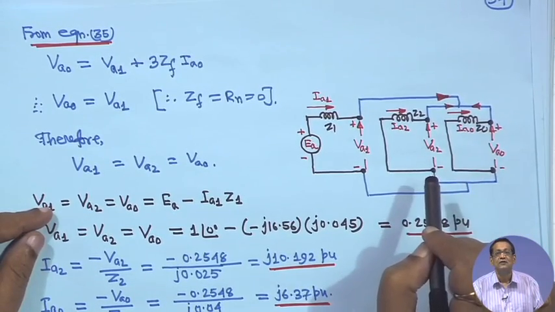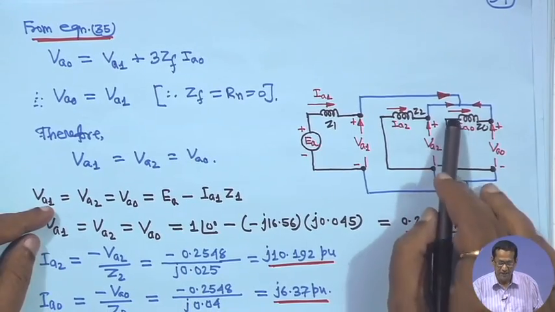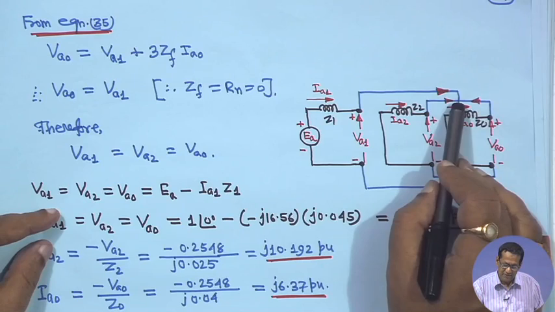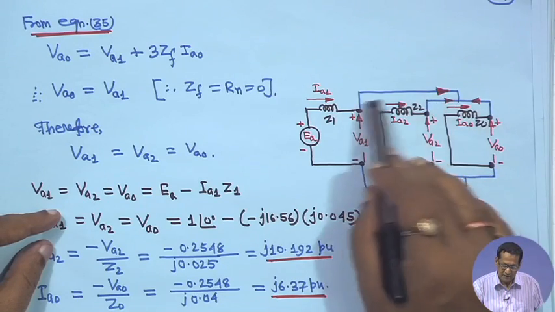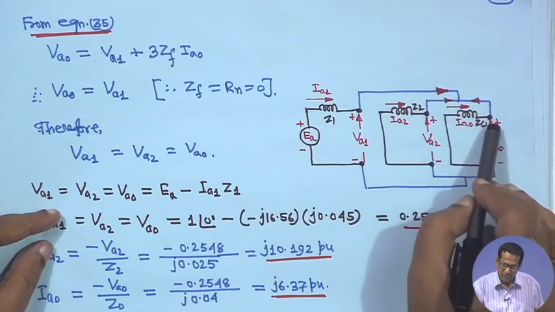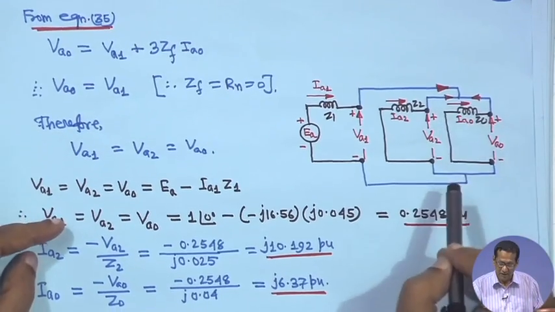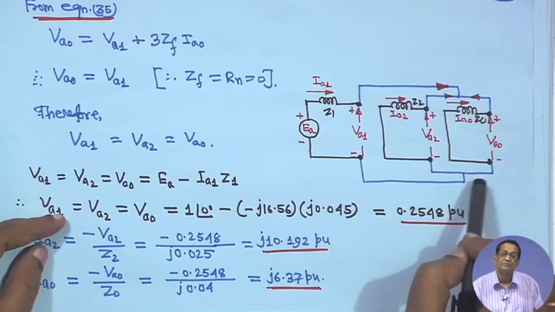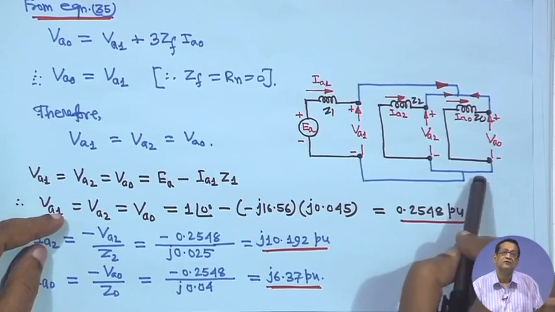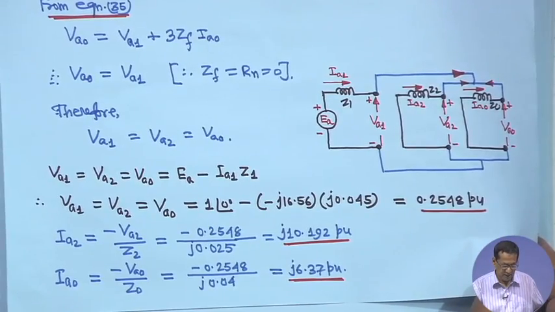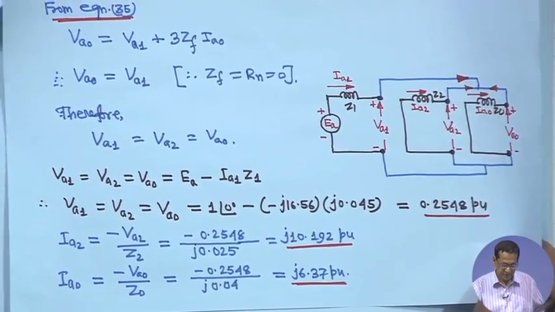So, IA is equal to 0, that means IA1 plus IA2 plus IA0 is equal to 0. That is why all these things are meeting at this point. This is your IA1, this is IA2 and this is your IA0. So, IA1 plus IA2 plus IA0 is equal to 0. Same diagram, only ZF is not there, because ZF is equal to 0. So, once you have got IA1, IA2 and IA0, right.